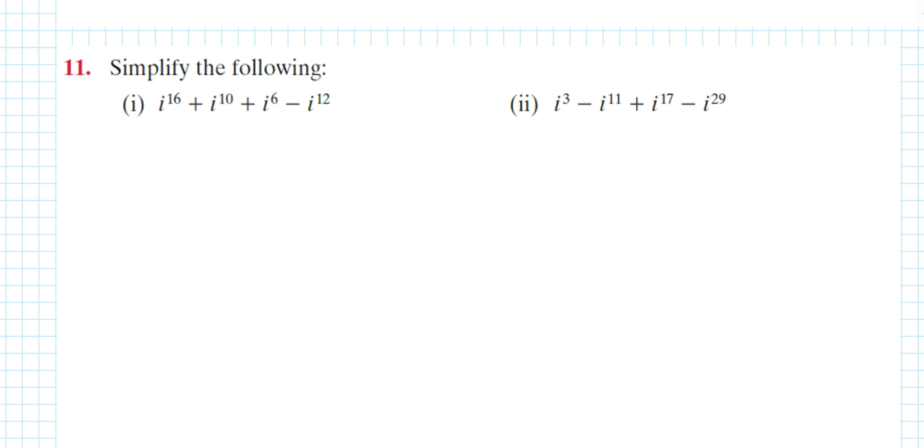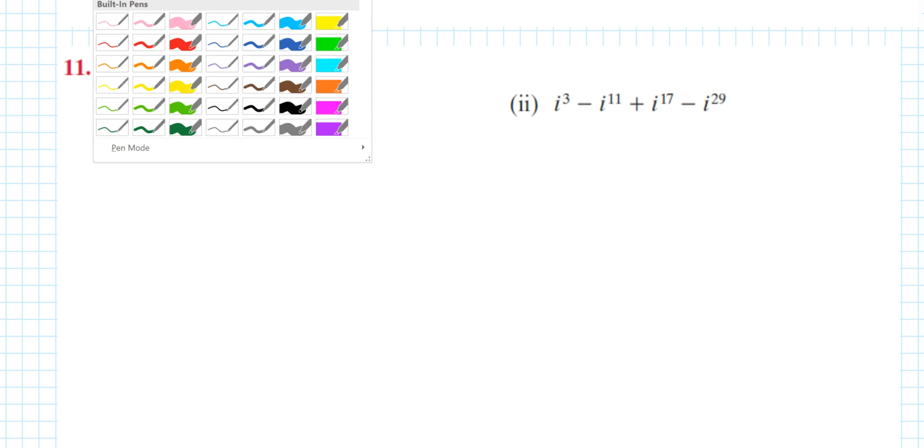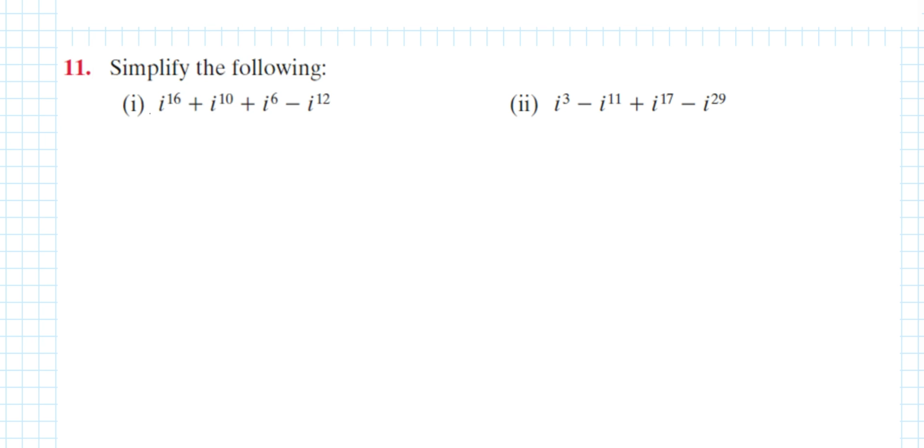With a question like this, it's only when we're multiplying that we add the powers. So try and find out what i to the power of 16 is the same as. i to the power of 16, you can subtract 4, subtract 4, subtract 4, subtract 4. That's i to the power of 0, so that's 1.